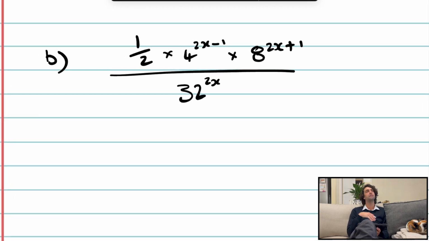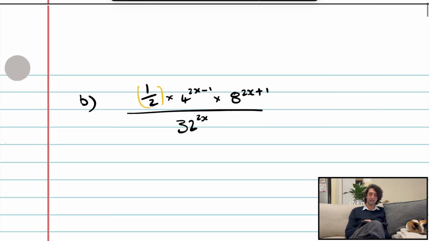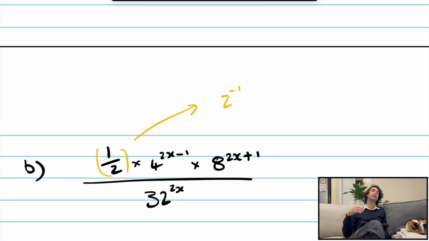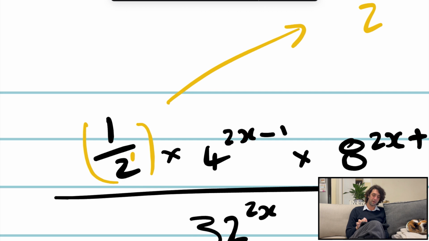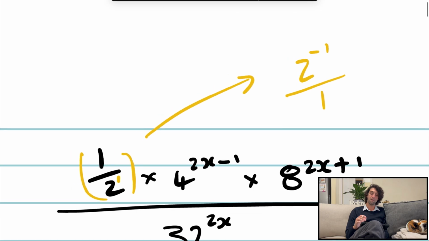Usually what happens is you guys will see a fraction and you'll completely freak out, okay? Fractions are not as scary as they appear, I promise. This half is really 2 to the power of negative 1. Remember, we have an exponential law that says if we have the inverse of a number, we can make its exponent negative, take it up to the numerator, flip it around. So this is 2 to the power of negative 1 over 1.